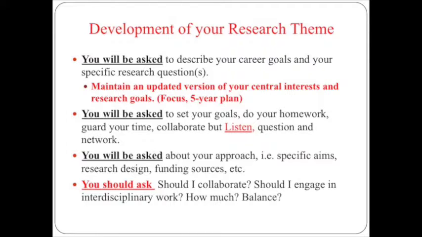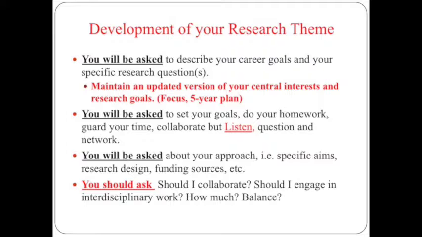Because careers certainly go like this, and your theme can go like this. You get known for something general, but you have to be able to have some variability in that. And I think this 5-year plan allows that, and it also keeps you focused, if you can think that way. You will also be asked to set your goals. How many publications do you want this year? How many grants are you going to try to get this year? What are you going to do personally? You will be asked these, but you're actually asking them of yourself also.